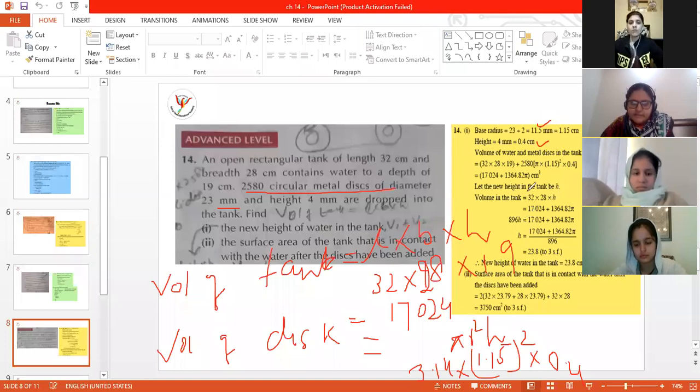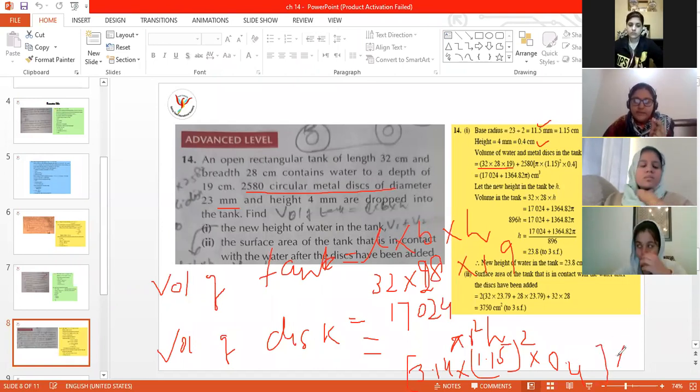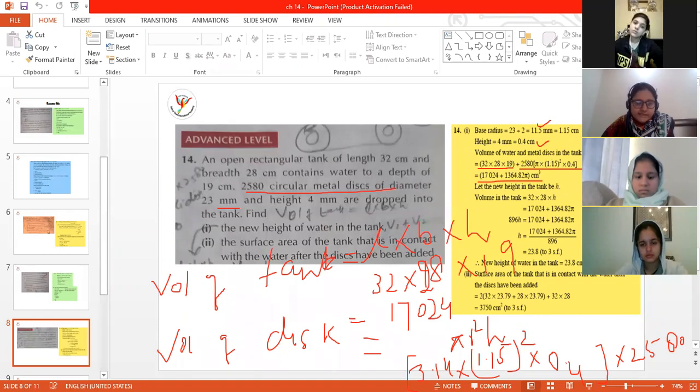In this solution he has written, this is the volume of the water, right? When I multiply 3.14 times 1.15 squared times 0.4, whatever the answer will be, I simply multiply it by 2580, because there are 2580 total discs. Is this clear? Then the volume will become 17024. This is the volume of the water in the tank, and this is the volume of the discs in the tank. Clear? Any question related to this?